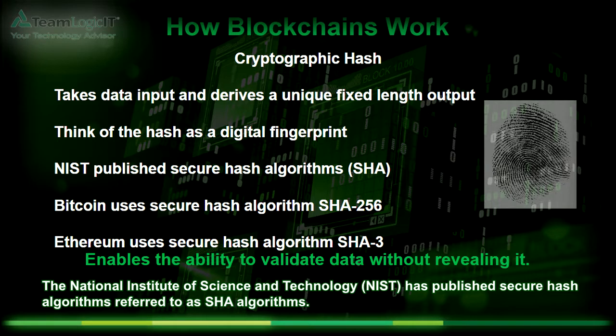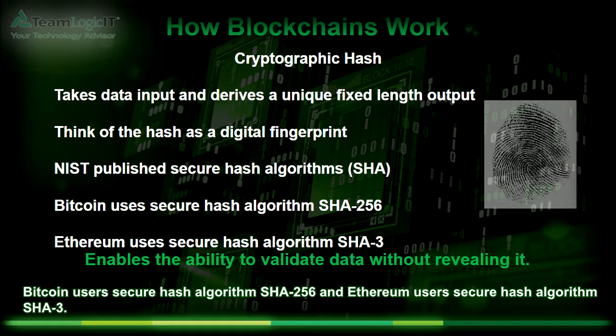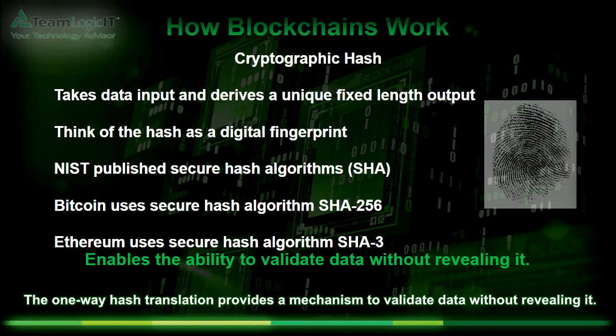The National Institute of Science and Technology has published secure hash algorithms referred to as SHA algorithms. Bitcoin uses secure hash algorithm SHA-256, and Ethereum uses secure hash algorithm SHA-3. The one-way hash translation provides a mechanism to validate data without revealing it.